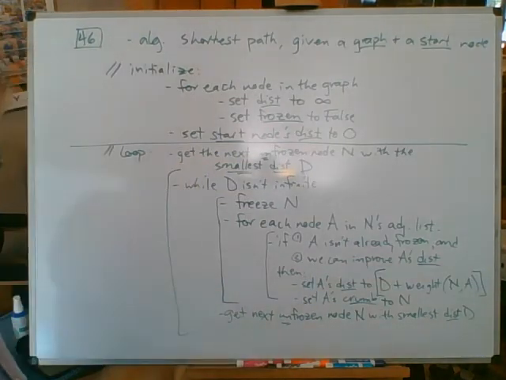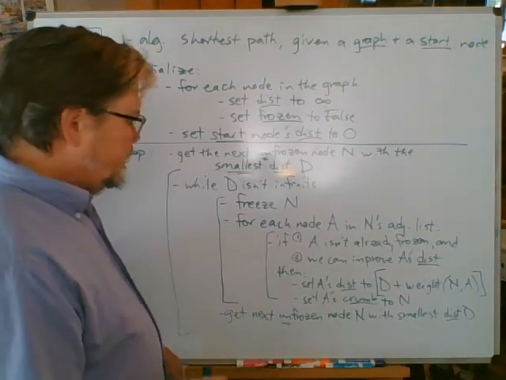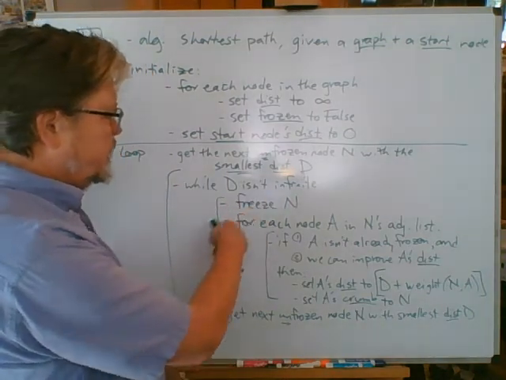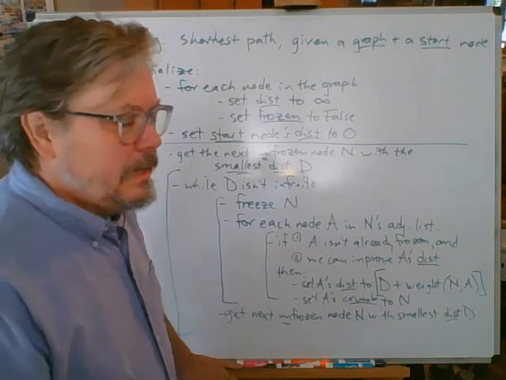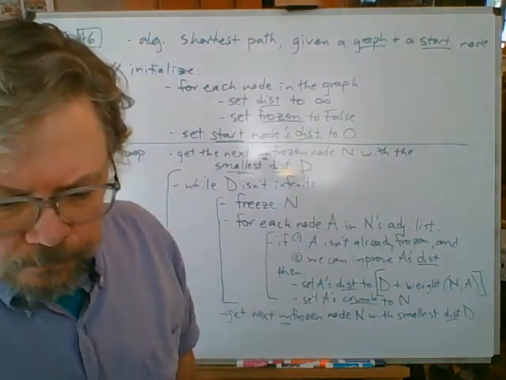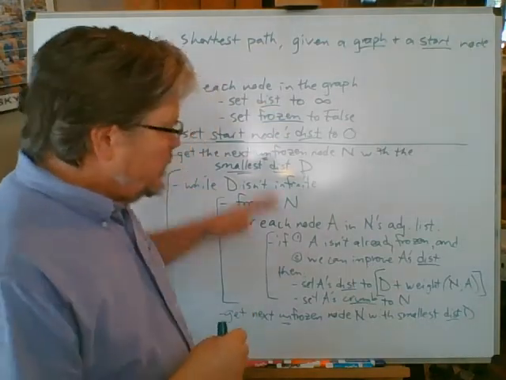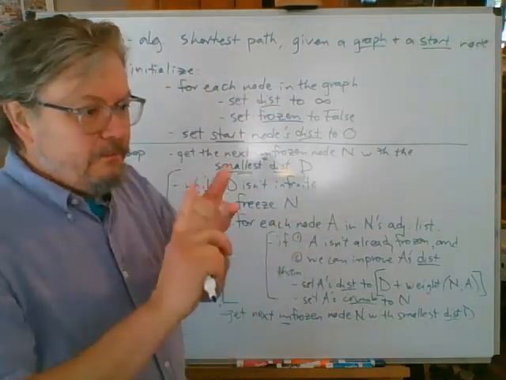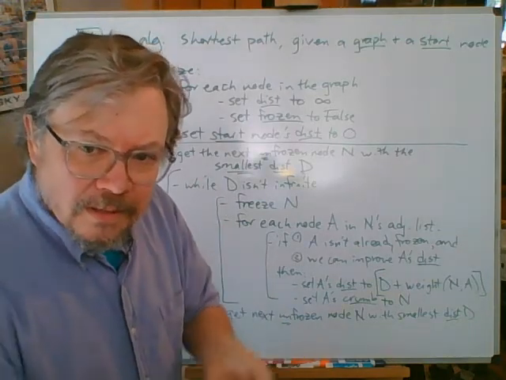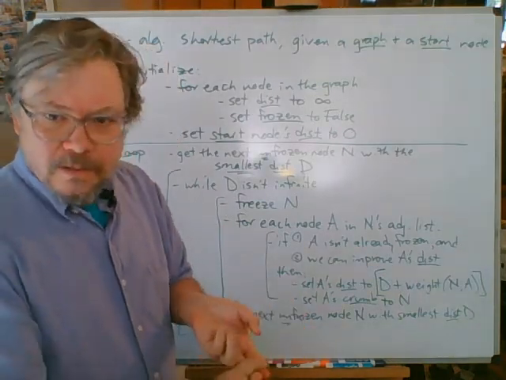That's the while loop. While D is an infinite. Now, this test here made me uncomfortable. This is a little complicated here. How do we know we need to keep going through the loop? We keep going through the loop, and you can phrase this any way you need to in your own implementation of this. But we got to go through the loop again if we find a node that's not frozen with a distance that's less than infinity.